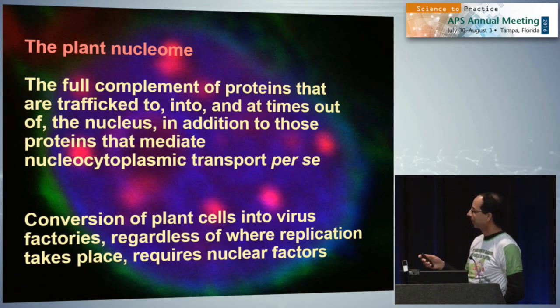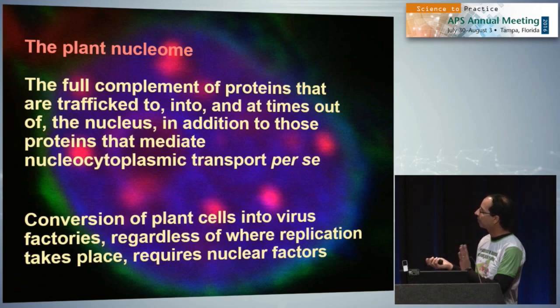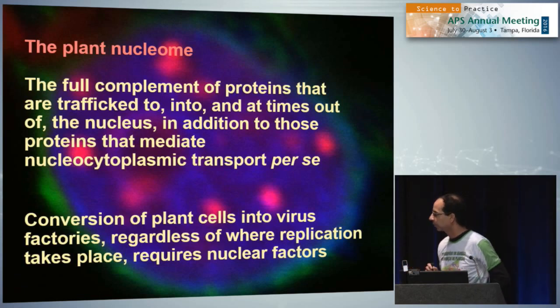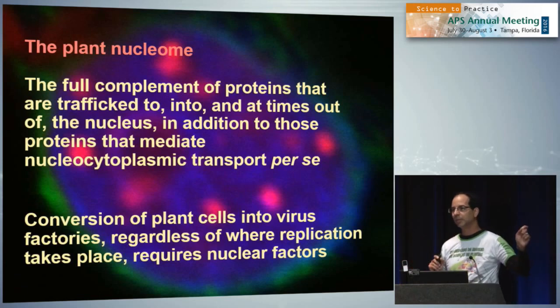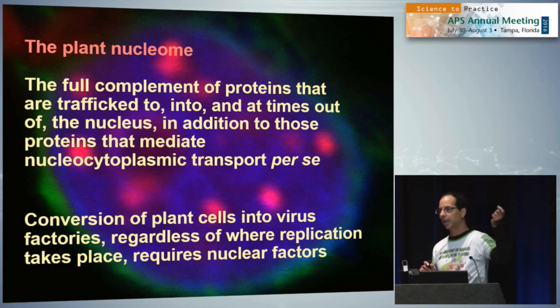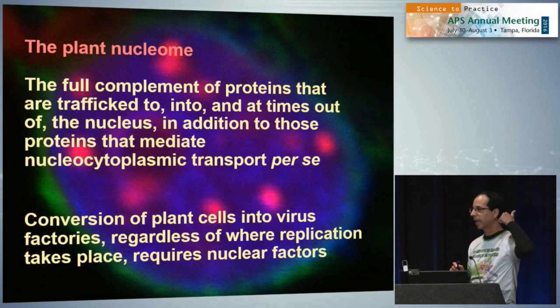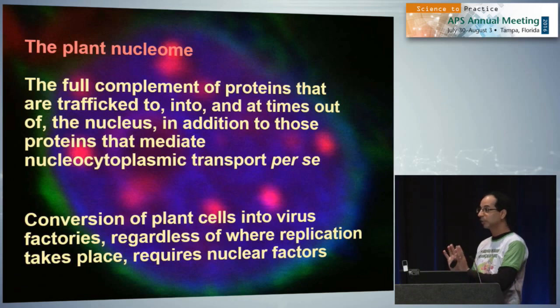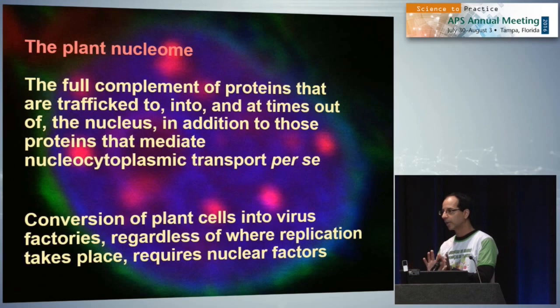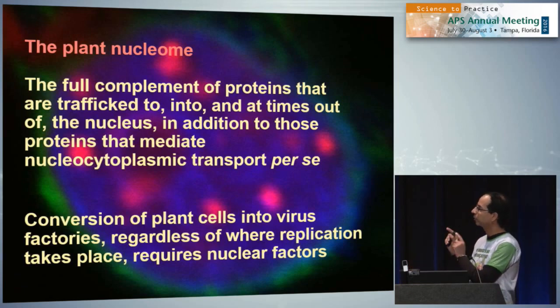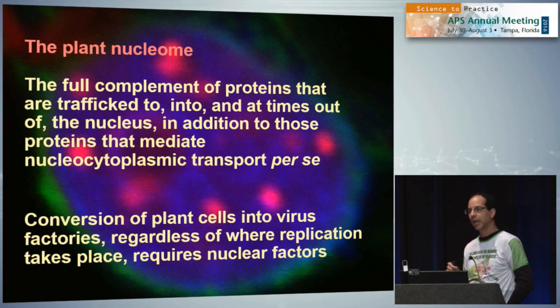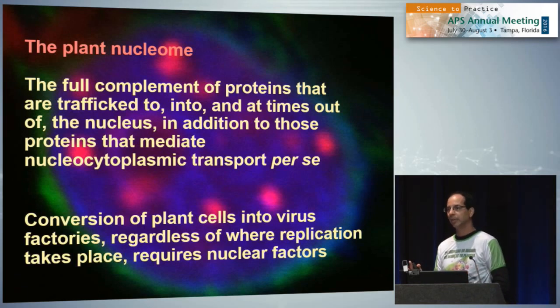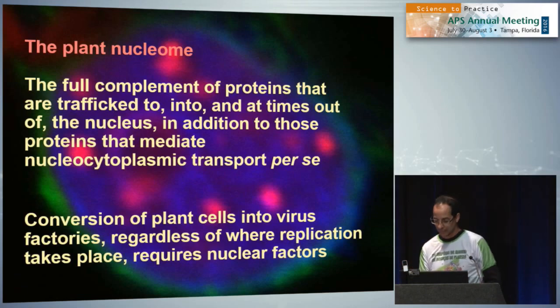And me too. We need the plant nucleome: the full complement of proteins that are trafficked to, into, and at times out of the nucleus, in addition to those proteins that mediate nucleocytoplasmic transport per se. In the previous talk, we saw that the cytoplasmically replicating virus sends its capsid protein to the nucleus to do stuff. So it doesn't matter where your site of replication is, cytoplasm or nucleus, those viruses affect the plant nucleome. And as I just showed you, we have a terrible definition of the proteins in this organelle.